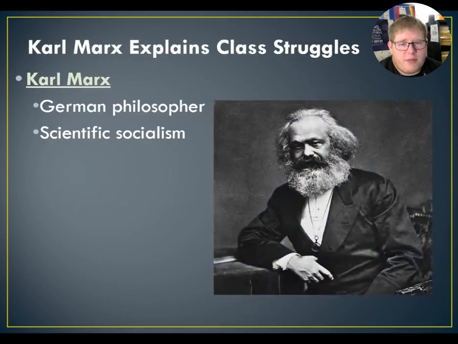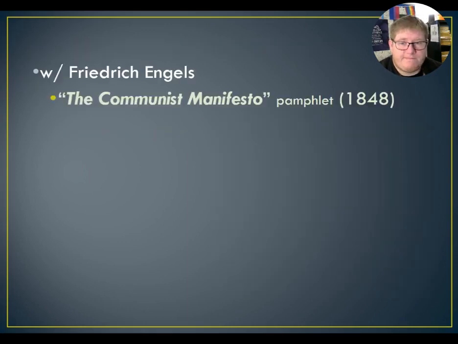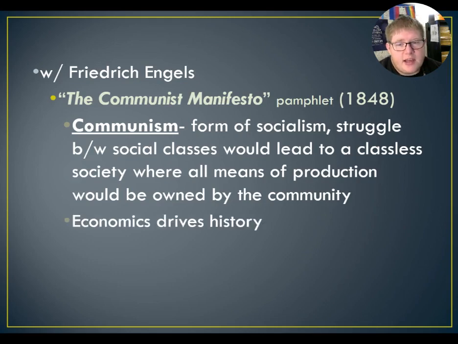But by far, probably the most important person we need to talk about this chapter, at least this section anyway, is Karl Marx, a German philosopher, and he provided the scientific aspect of socialism. With Friedrich Engels, he wrote the Communist Manifesto in 1848, which put forward an idea known as communism, a form of socialism, where the struggle between social classes would lead to a classless society, where all means of production would be owned by the community, and that economics drives history.